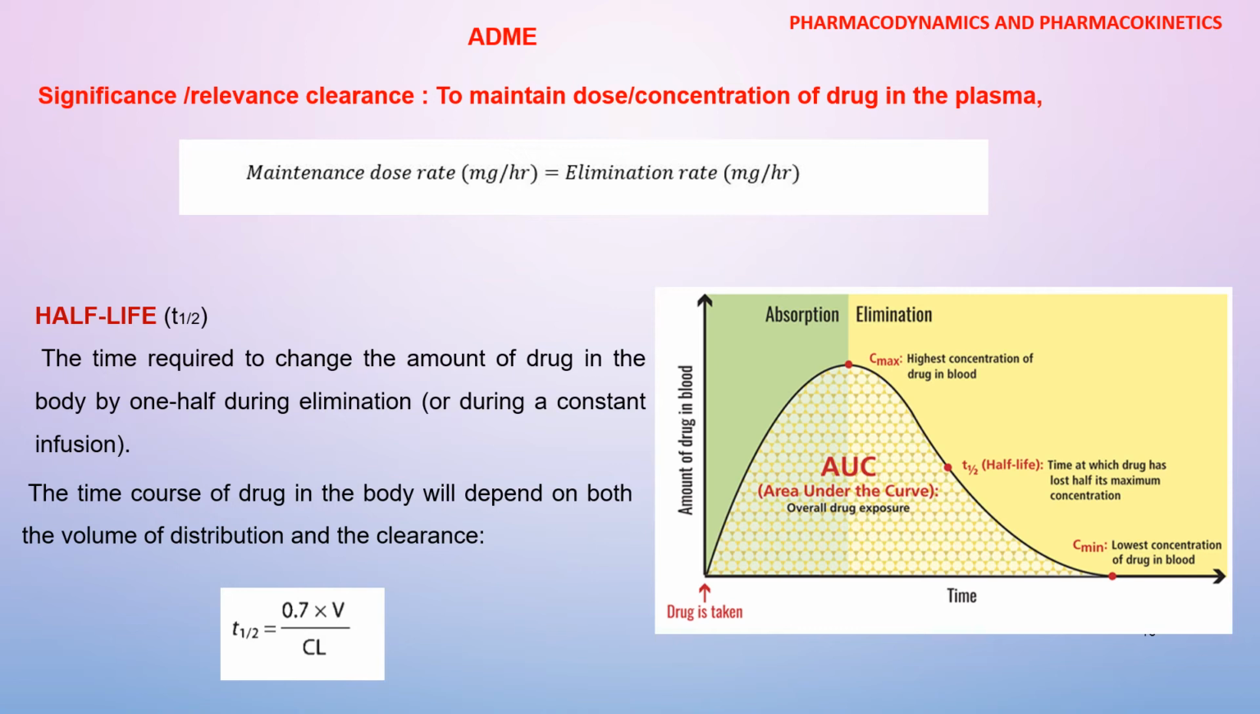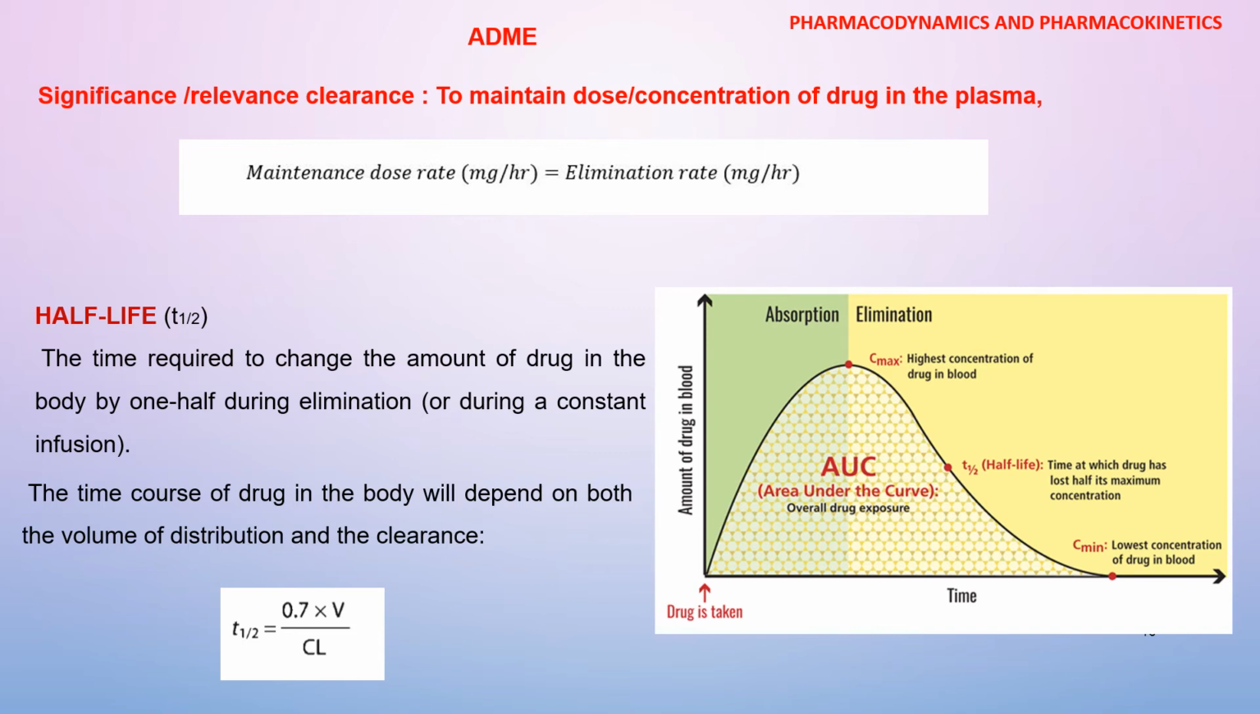Another important index to be measured is the half-life of the drug. It is the time required to eliminate or excrete half the concentration of the drug. It depends upon the volume of distribution and the clearance value. The figure on the right shows the AUC for a drug.